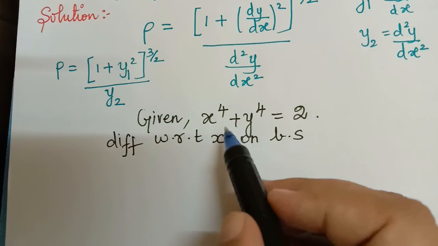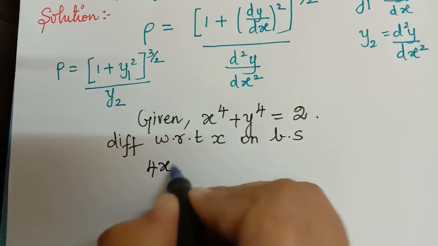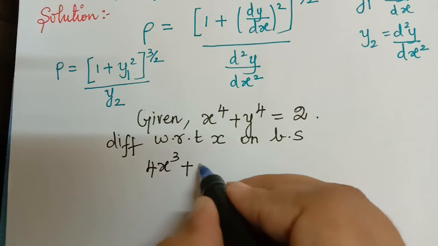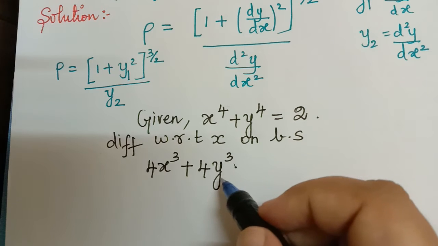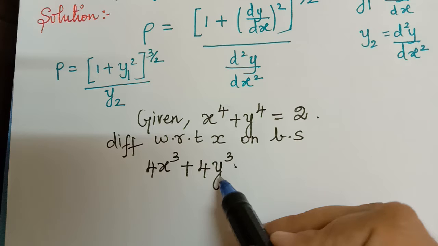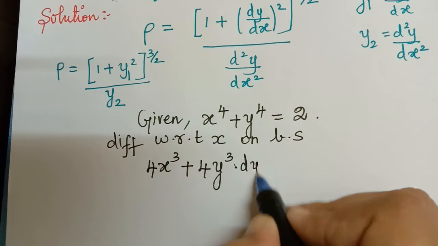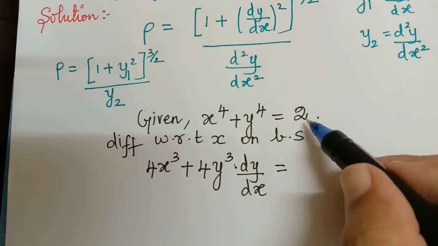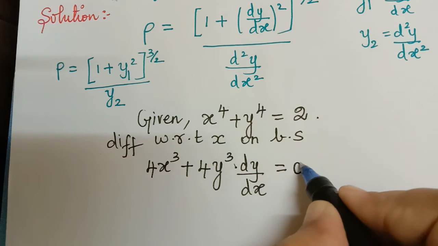So differentiating this equation with respect to x on both the sides, what do we get now? Differentiation of x power 4 will be 4x cube, plus the differentiation of y power 4 is 4y cube multiplied with the differentiation of y, because we are differentiating with respect to x and so we have to apply chain rule upon y. So 4y cube multiplied with dy by dx is equal to, on the right we have a constant 2. The differentiation of a constant is always 0. So it will become 0 here.